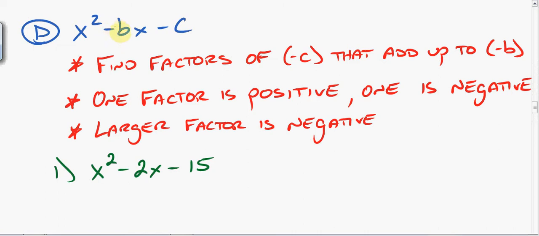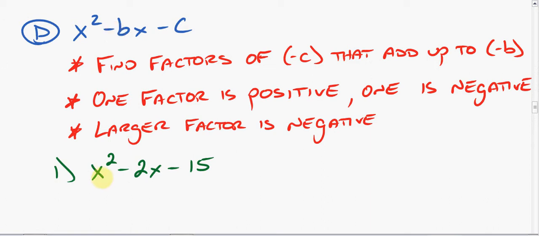But since we now have a minus sign here, we know our larger factor is going to be negative. Alright, because when we add a positive number and a negative number together, if the larger factor is negative, then the solution will take the negative sign. And you'll see that in a second.